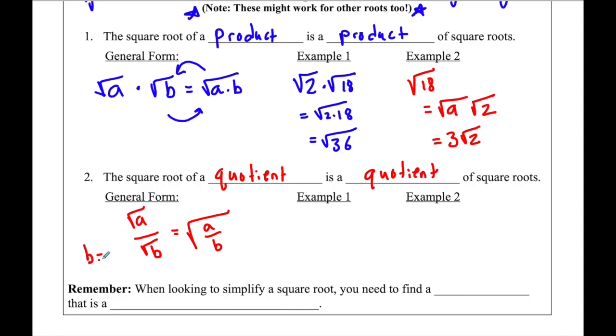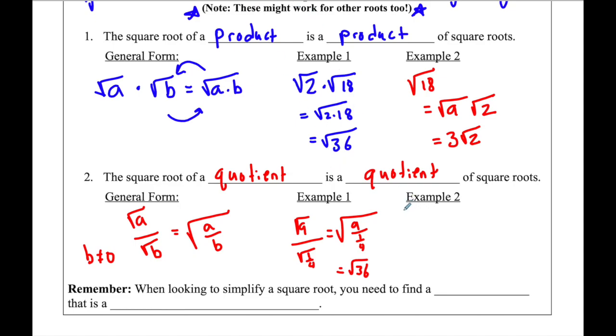Keep in mind, technically we're not supposed to have b being equal to 0 because that's obviously going to cause a problem. You might see that come up in some textbooks as well. So here's my example from above. I know that the square root of 9 divided by the square root of a quarter is equal to the square root of 9 divided by a quarter, which is equal to the square root of 36. Okay?